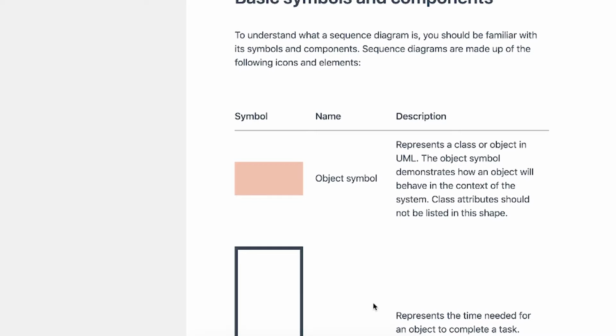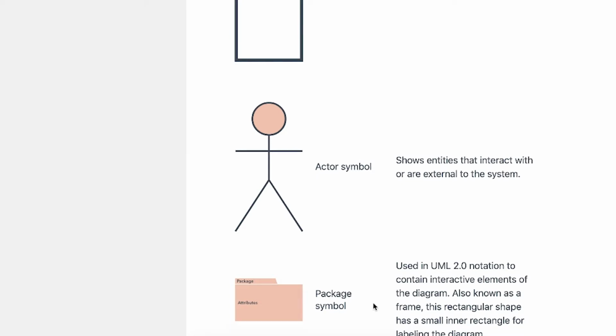Now, before we actually create a sequence diagram, I need to share with you some of the basic symbols and components of a sequence diagram. To create sequence diagrams, we need to understand the different symbols and components. So we'll start with the actor symbol. Again, we learned this in lesson 1. Actors are external to the system and they interact with it in some way. So we've got the actor symbol.